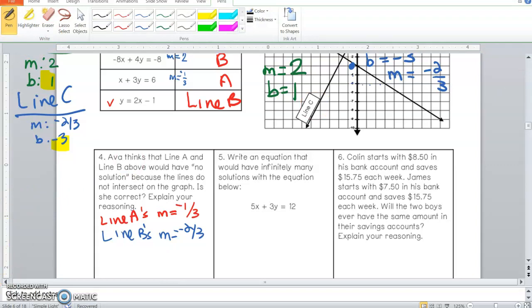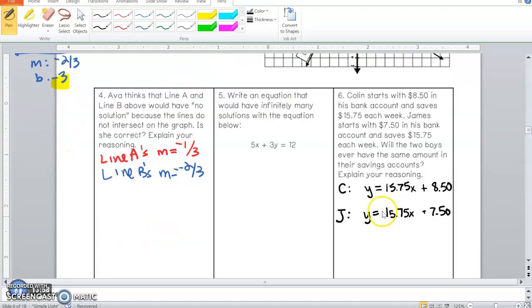First up, let's write our equation for Colin's money in his savings and James's money in the savings. We'll make the money equal to Y and how much they're saving per week, X. So here are my two equations when I actually wrote it out. Colin starts with $8.50 and then he's adding $15.75 a week. James is starting with $7.50 and adding $15.75 each week. You may notice something here that is similar between both equations that may lead you to the answer already.